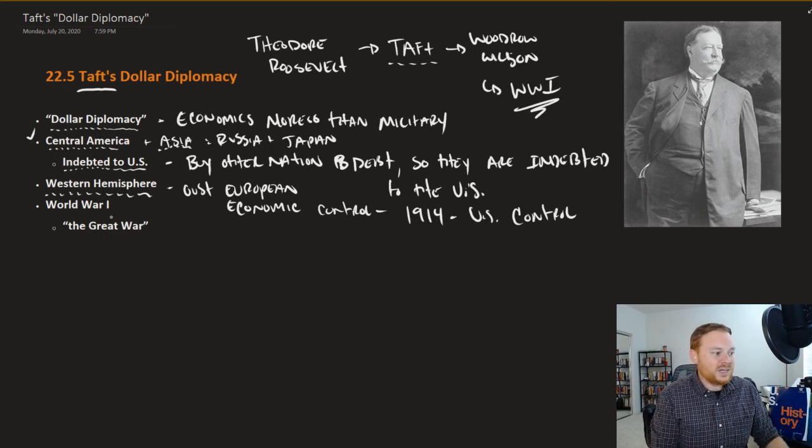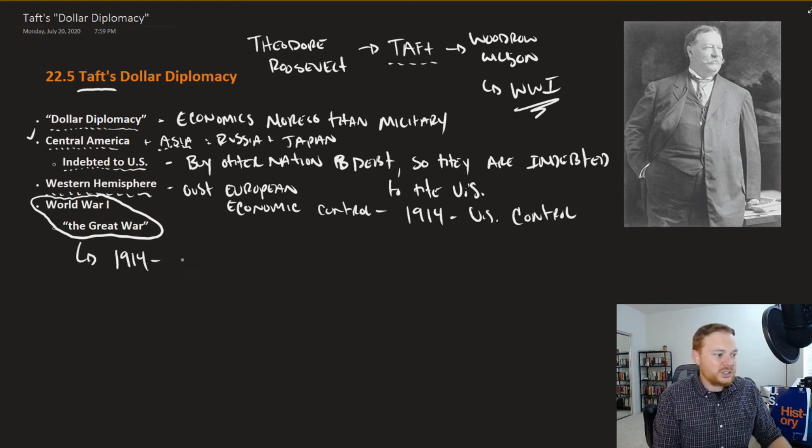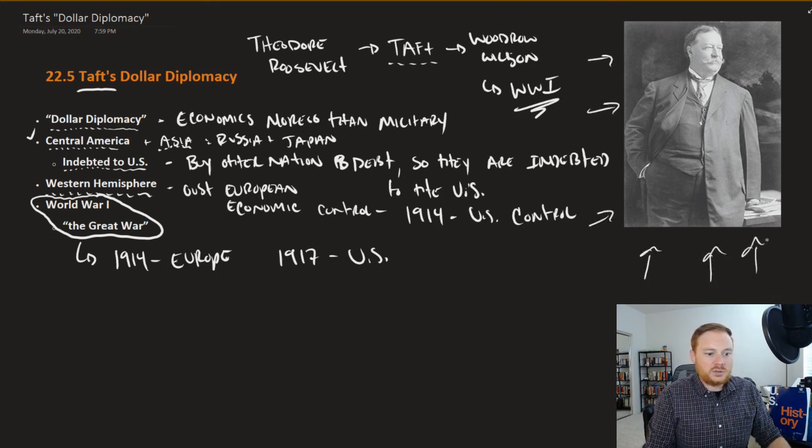Now, this era of imperialism comes to an end when World War I, or the Great War, breaks out, and we have an entire chapter dedicated to that. 1914, Europe goes to war, and in 1917, the United States goes to war. So again, just a very quick point about Taft, how he fits into this question about U.S. foreign policy in this era.